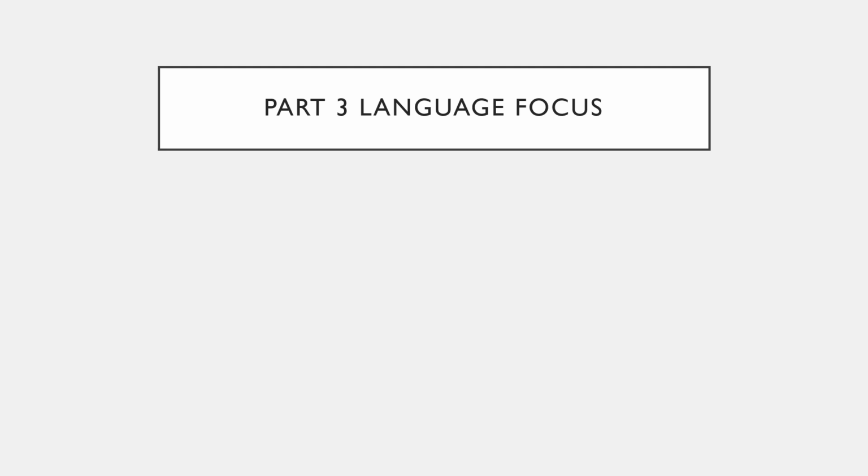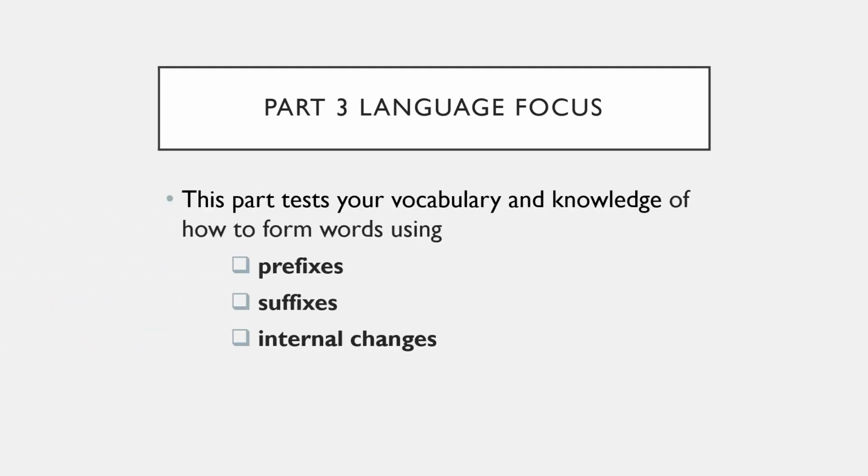Let's have a look at what this part of the exam tests you on. First of all, Part 3 is focused on vocabulary and word families, and it tests your ability to form words. To do well in this part of the exam, you need to have a good knowledge of prefixes, suffixes, and internal changes. So, for example, spelling changes that occur within words when they change parts of speech.